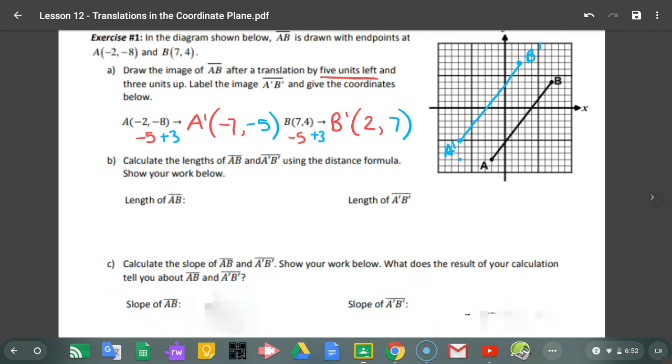So right now we know that those two lines have the same length, which checks out because rigid motions preserve lengths. And remember, translation had a special property. Translations keep lines parallel to one another. So AB should be parallel to A prime B prime, which we know because they have the same slope.